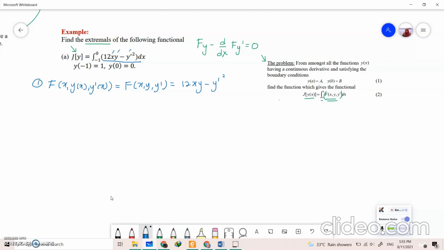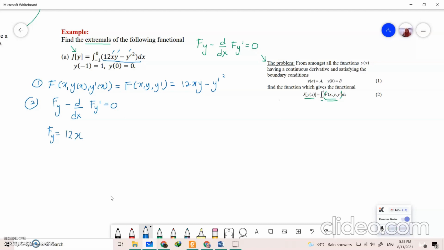Okay, so your second step here is by Euler's equation, we want to find fy minus the derivative with respect to x of fy prime equals to 0. So here you have 12xy minus y prime squared. fy means differentiate f with respect to y, so we apply the partial derivative here, which means that the rest other than y is a constant. So fy here will be 12x, right?